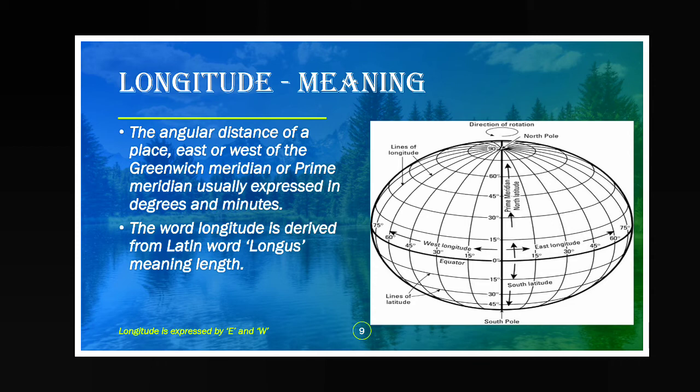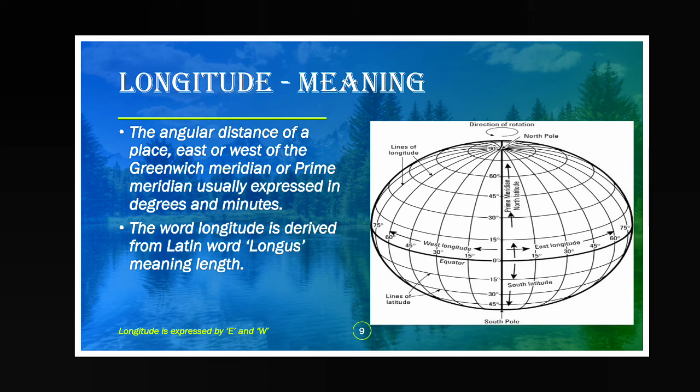So here also the same, the angular distance of a place. So longitude and latitude both are angular distance. The angular distance of a place east or west of the Greenwich meridian. Greenwich meridian means this 0-degree meridian. This prime meridian is also called the Greenwich meridian because it passes through one place, Greenwich, which is located in London.